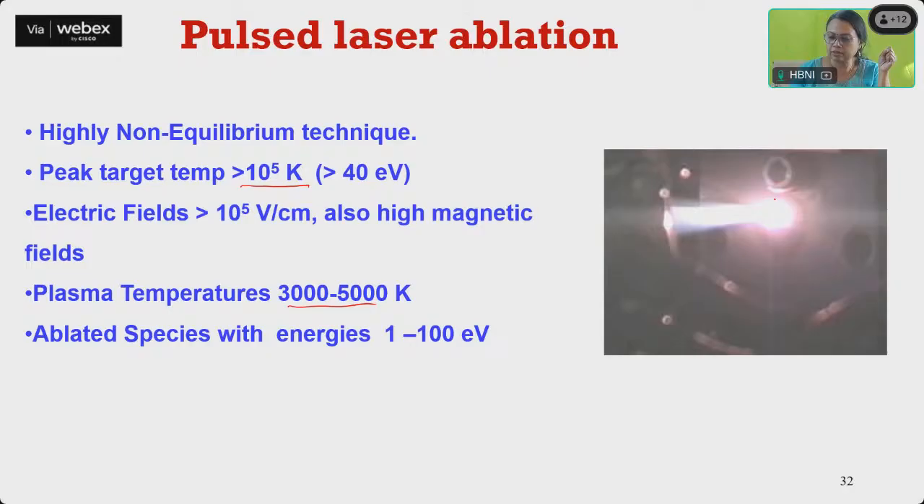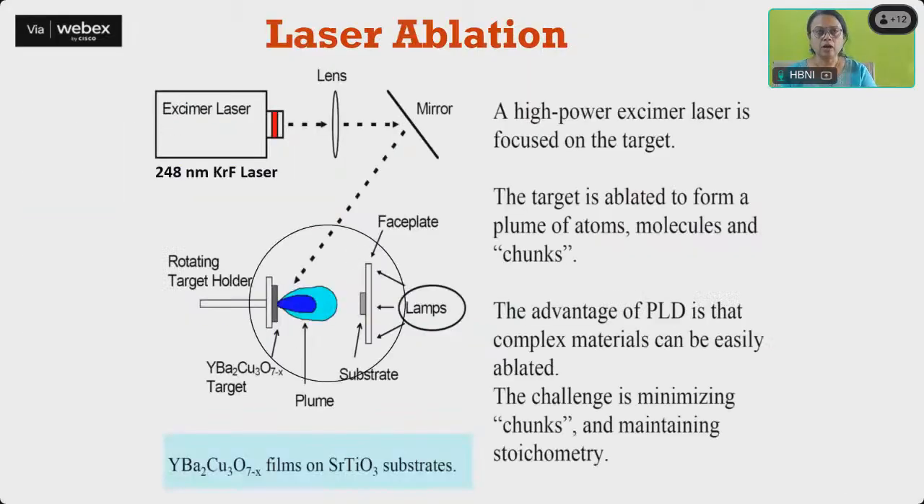And then a plasma kind of thing is formed. So this you can see in this. The laser light is falling on the target, and there is a blast of the material. Yeah, and the ablated species are with an energy of like 1 to 100.